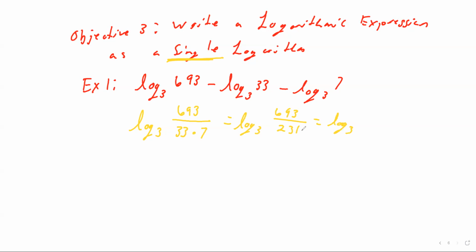And then 231 goes into 693. So 231, 462, 693. So this actually goes into it 3 times. And because this is the same as this, my answer is automatically 1. So that entire thing there actually equaled 1. I love when questions do that. Let's look at another example.